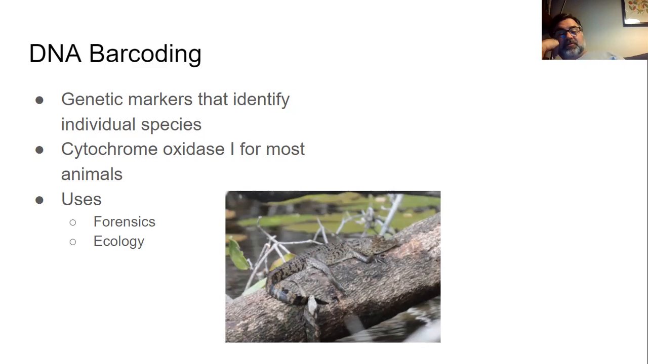DNA barcoding is used in ecology to identify hard to identify species. So my lab is using it to identify insects. And I've seen DNA barcoding used in another forensic sense, when airplanes collide with birds, they can use barcoding to identify the type of bird that collided with the plane.